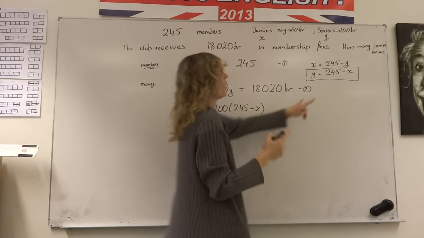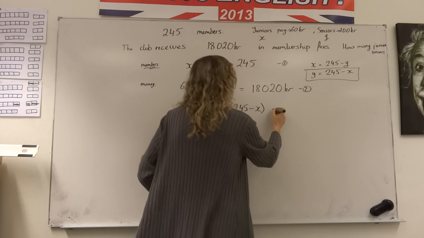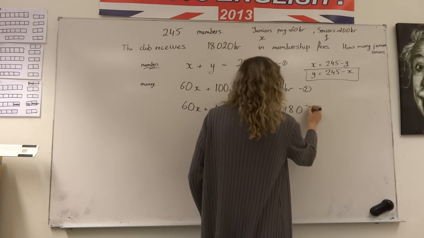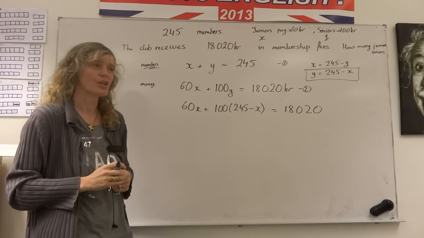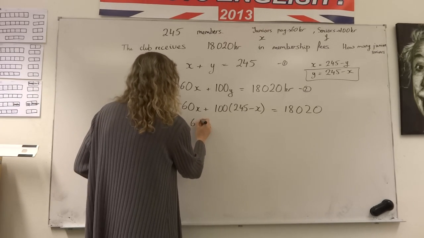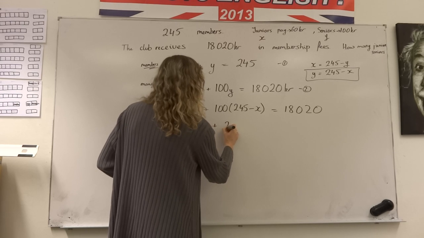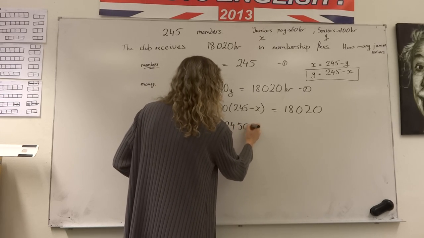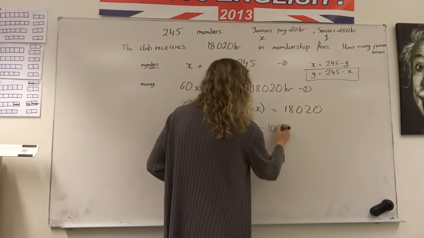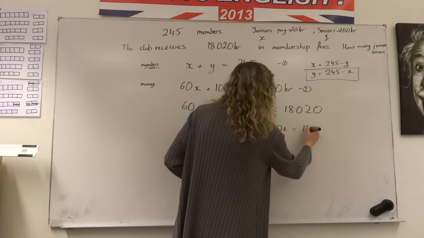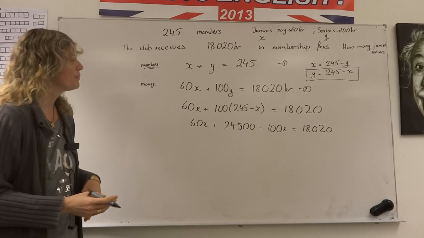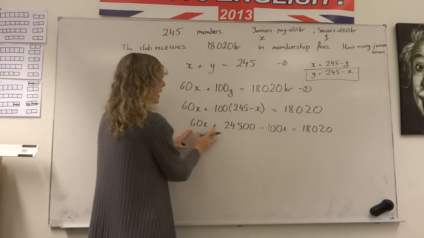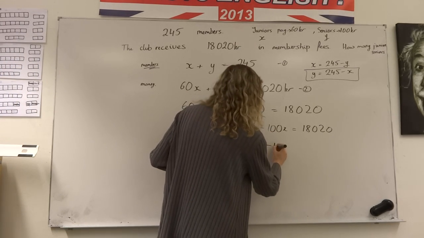Instead of y, I'm writing this new expression here, equals 18,020. Because I've got 100 in front of here, I've got really nice terms to multiply out. So I get 60x plus 24,500 minus 100x equals 18,020. The simplest thing to do here: 60x minus 100x is minus 40x.